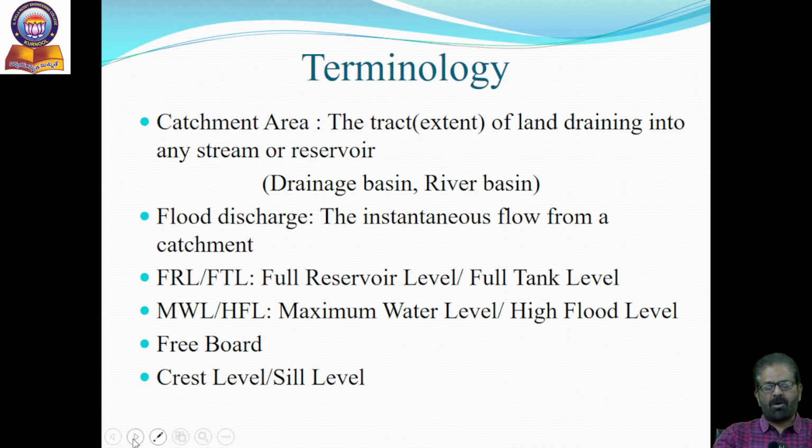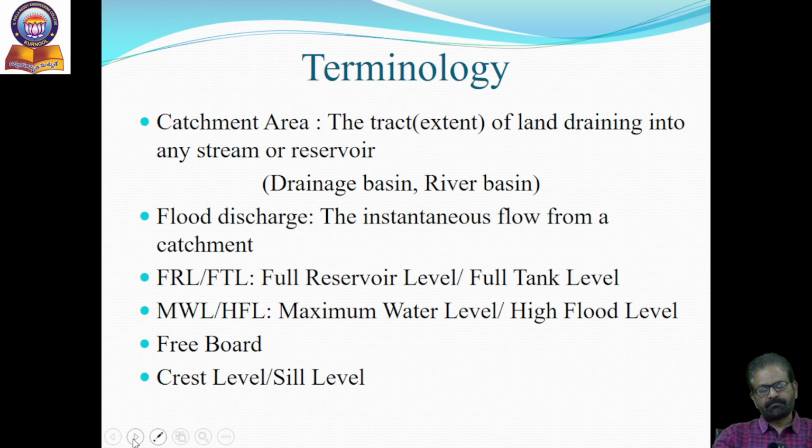So this is also a common term. Very often we are going to use this word flood, and correspondingly flood discharge. Flood means the instantaneous, sudden flow occurring in any river or a stream from the catchment area. That is called flood discharge.